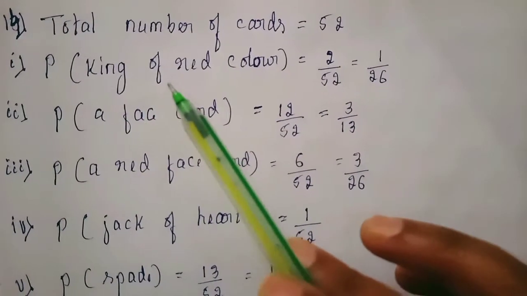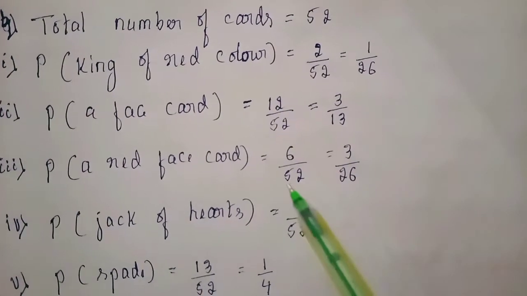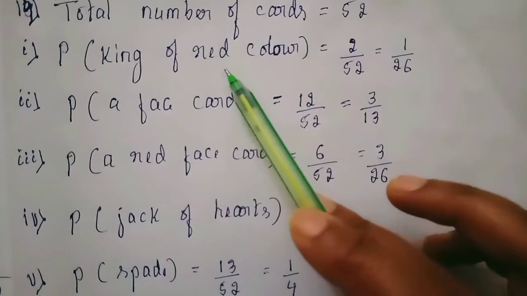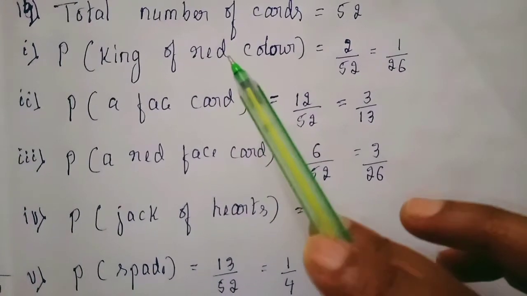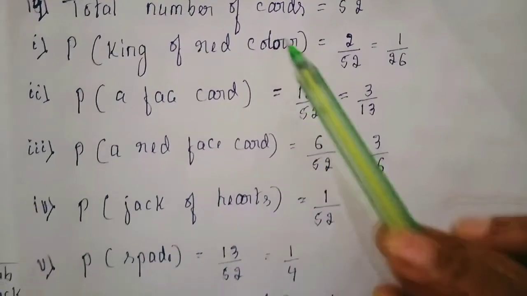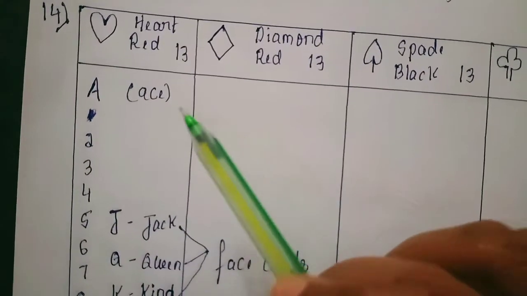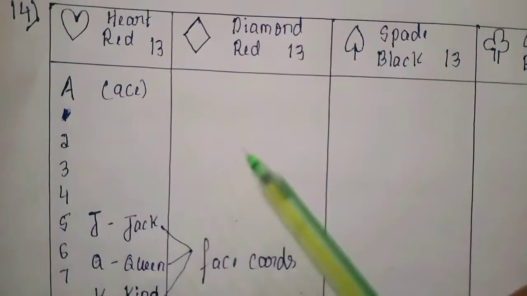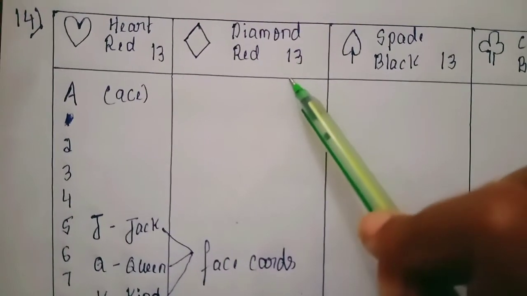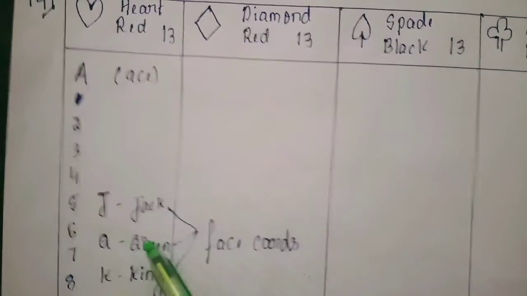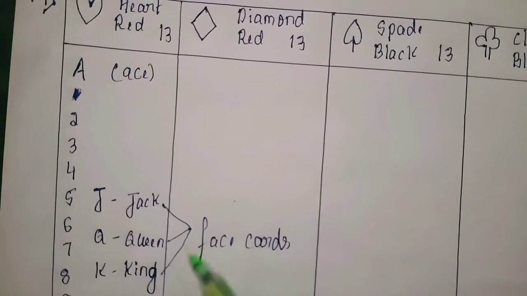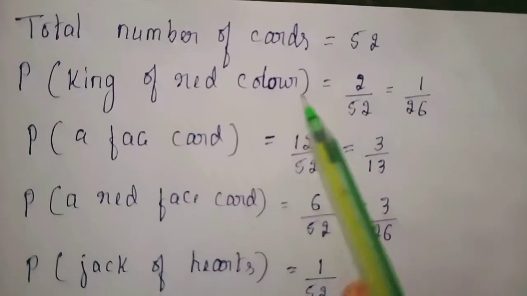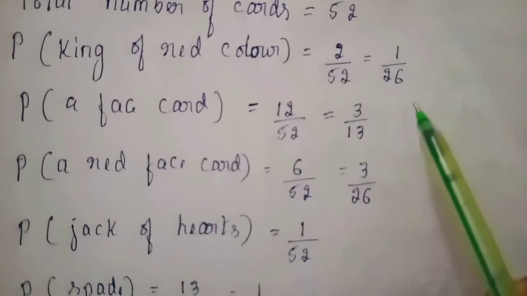The first question is the probability of a king of red color. Now he has told the king and the color is mentioned as red. Very, very important. You have to understand the question first. King of red color. When you go for red, the red king will be of shape heart, and also the red king will be in diamond. So how many red kings do you have? Here one and here one. Therefore there are 2 red kings. So what is the probability of getting a red king? 2 by 52. That is 1 by 26.